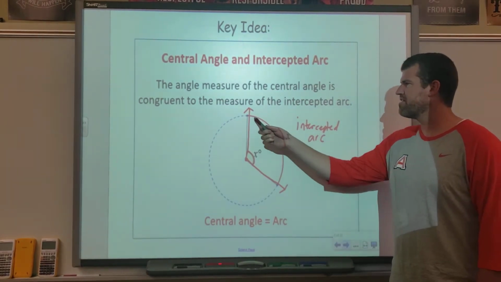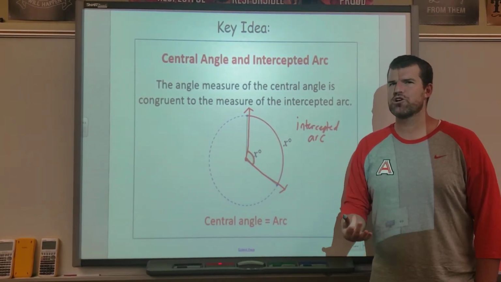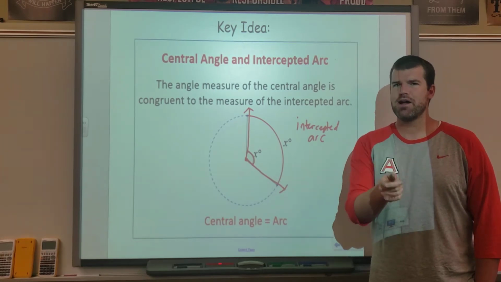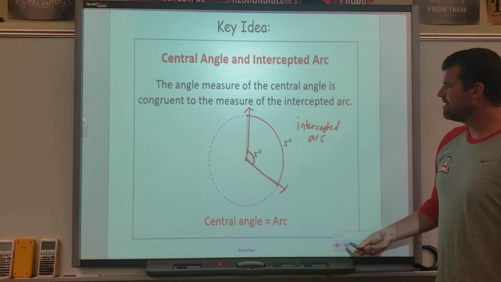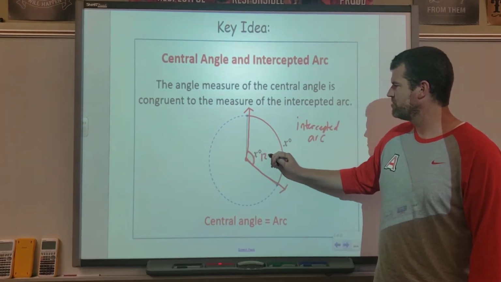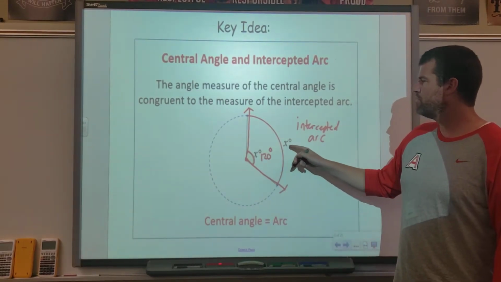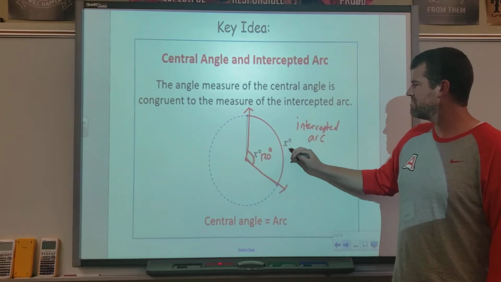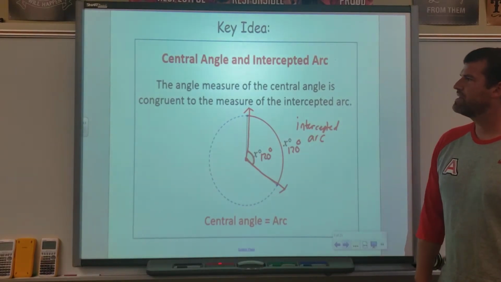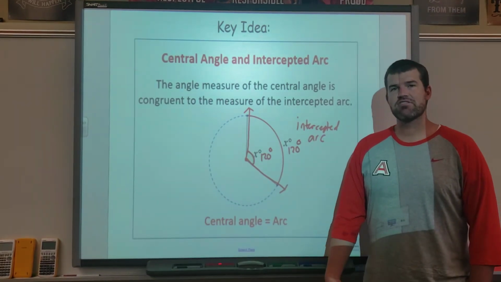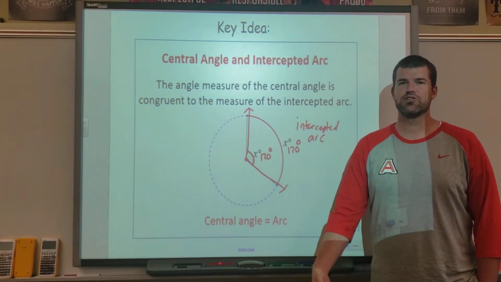Which, by the way, is this arc here a minor arc or a major arc? Minor arc, yes, because it is less than half a circle. All right, if this happened to be a 120-degree angle, we would then know that the intercepted arc is also 120 degrees, because the central angle and the intercepted arc are always congruent.